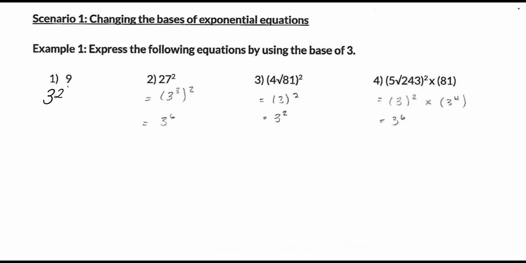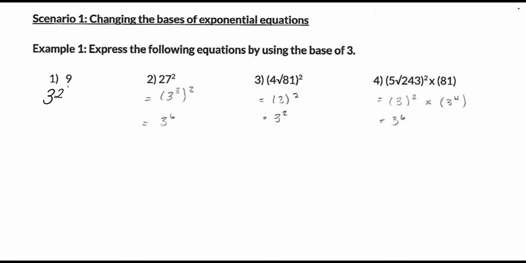The first part of this should be a recap. It says that we should express the following equations by using the base of 3. The answers for them are 3 squared, 3 to the power of 6, 3 squared, and 3 to the power of 6. Always remember to make sure that you change your coefficients first, then apply any rule that you have learned. For example, number 4, we did the numbers in the brackets, then applied the power of power rule on the powers.